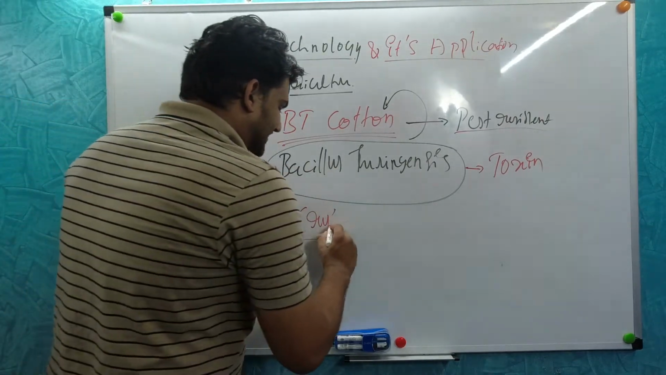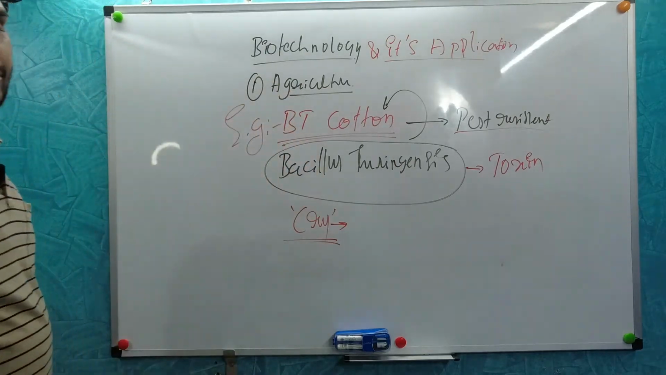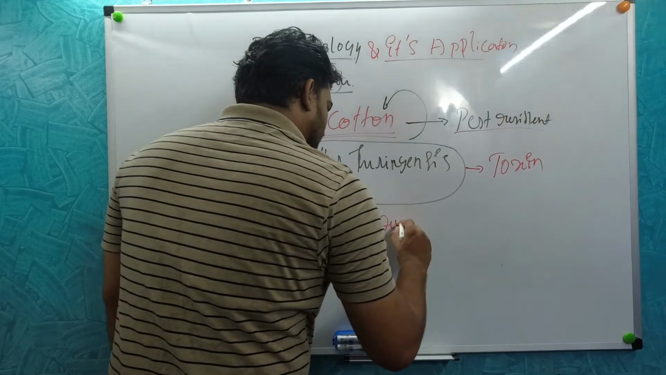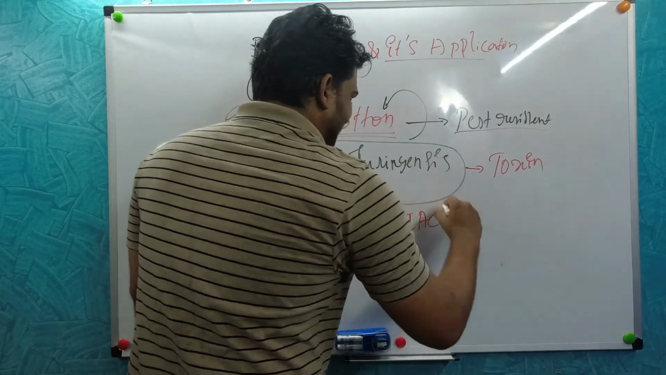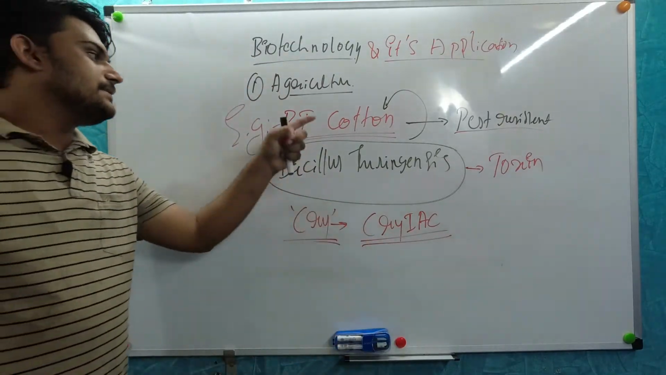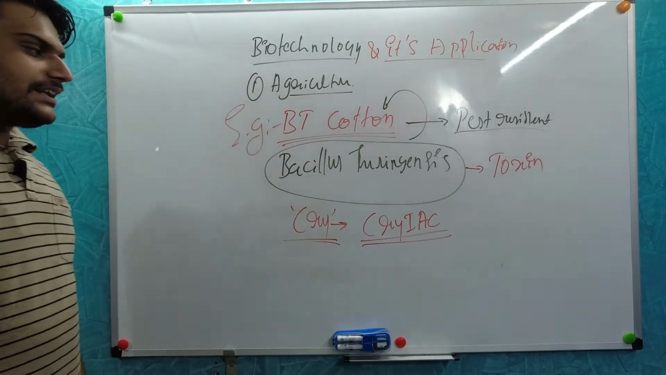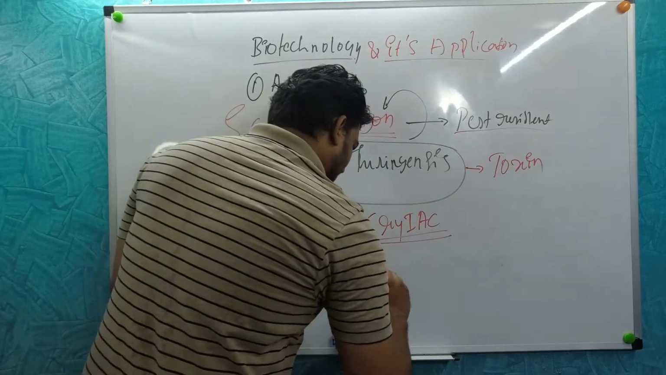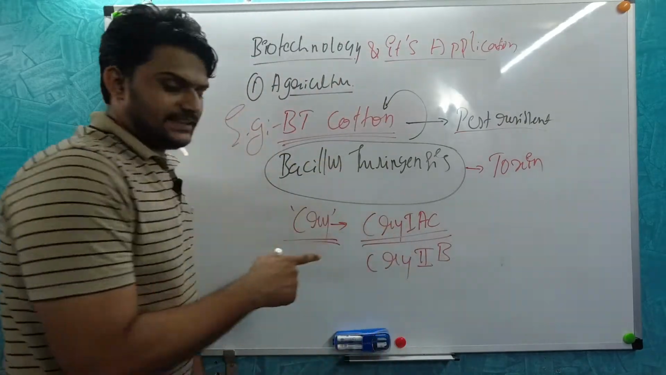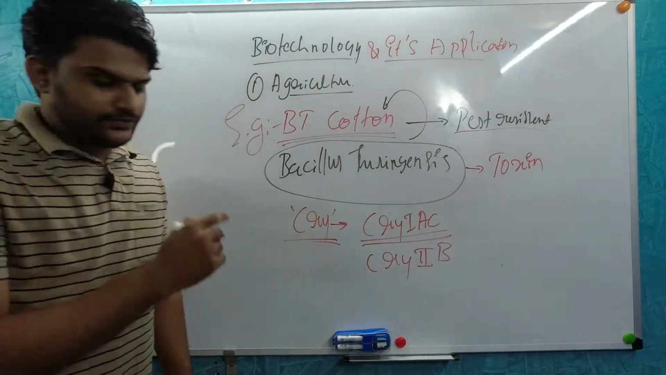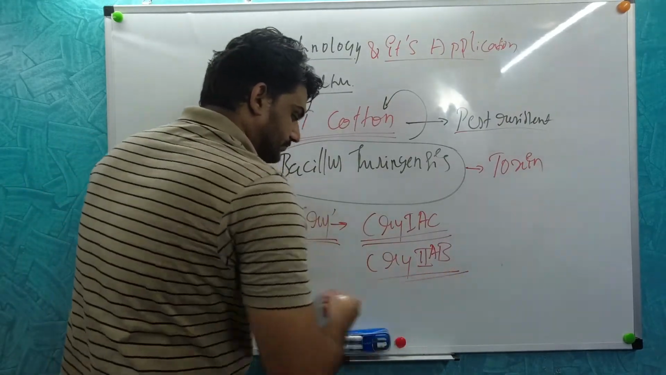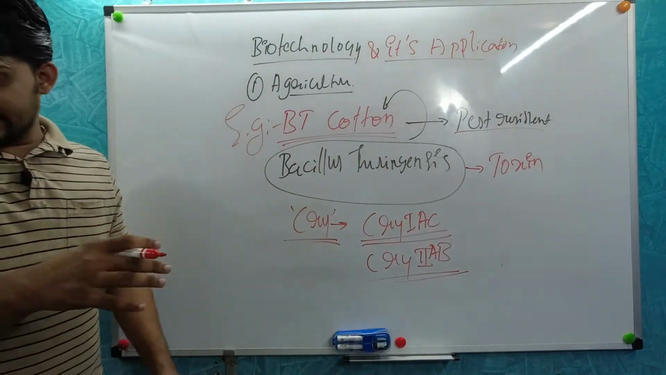For example, this cry gene has been inoculated into the cotton plant. So what is that? There is Cry1Ac. This was the gene which has been inoculated into the cotton plant. There are some other examples also. Cry2B, or Cry2Ab, is also one of the examples for this type of plant.